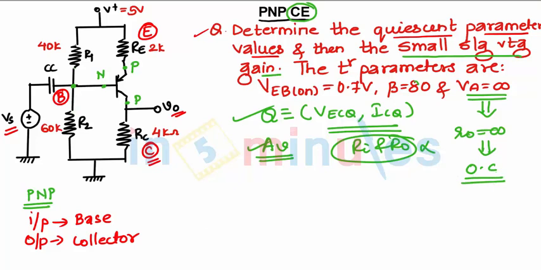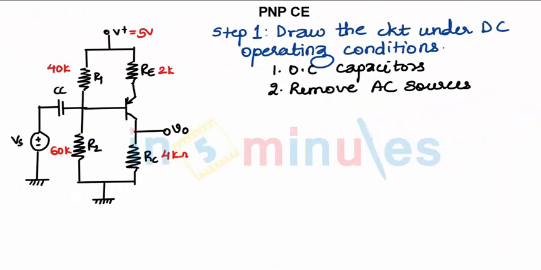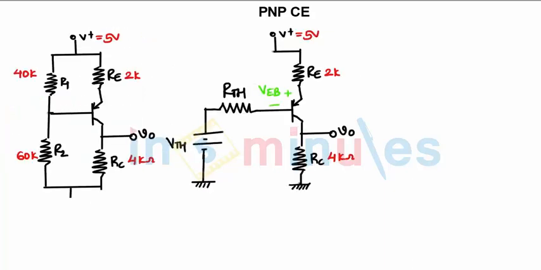Now to start with our first step. What does the first step tell us? Draw the circuit under DC operating conditions. That is, open circuit the capacitors. How many capacitors do you see? Only one capacitor. This will be open circuited, so this part will go out of the circuit. Remove the AC source. This has already gone, so you are left with this much part that you see on the screen. Now how will the DC equivalent circuit be? This is how you will get it after removing the AC part from this side. So you are left with this.